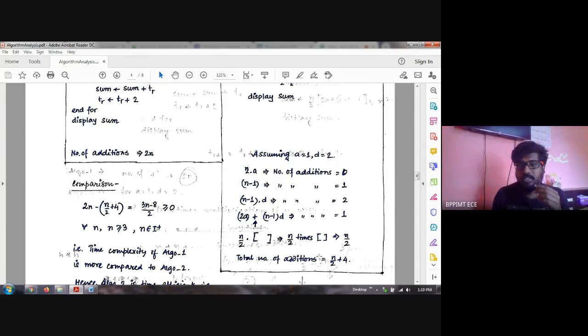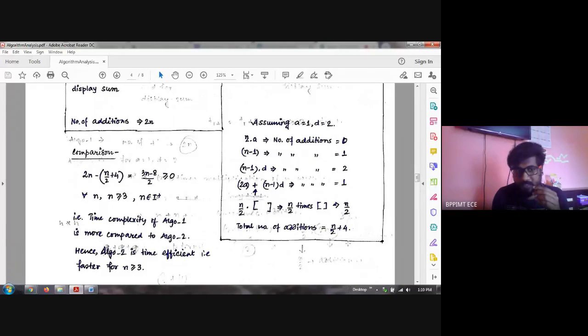Now, what is the total number of additions we have calculated so far? That is n by 2 plus 1 plus 2 plus 1, so n by 2 plus 4. So in the first case it is 2n, and in this case n by 2 plus 4. Now comparing, which one is more, which one is less?